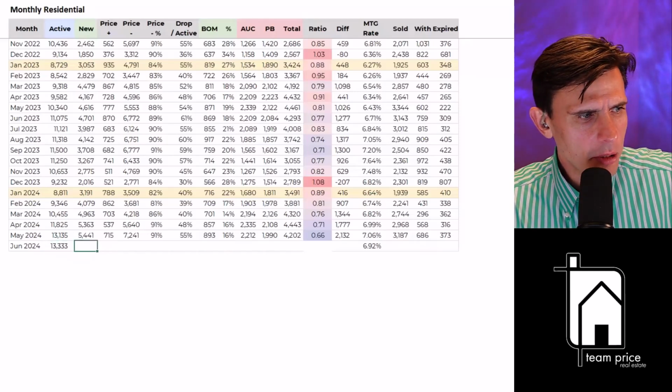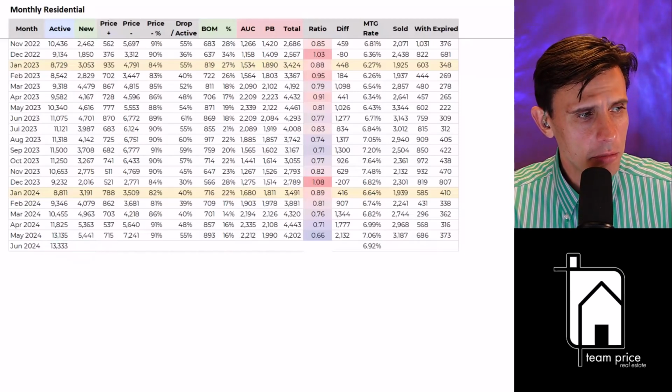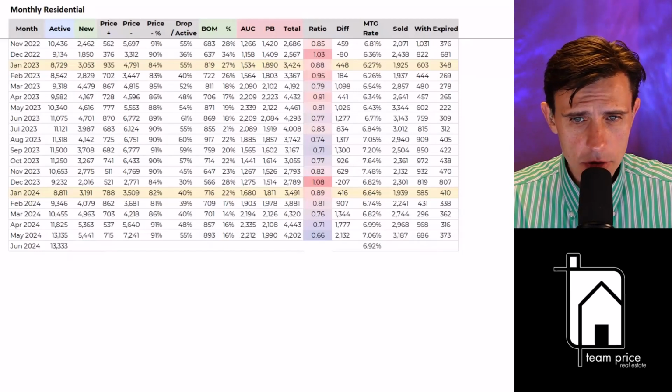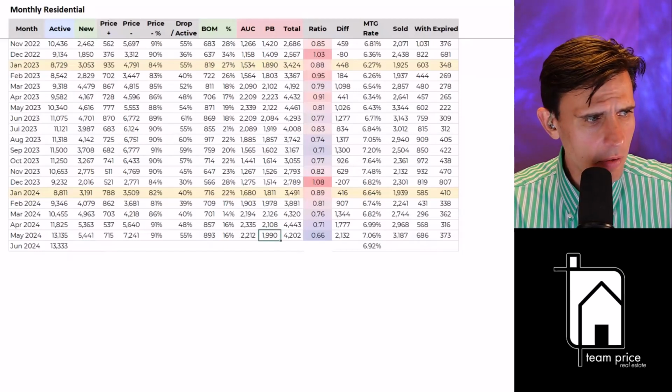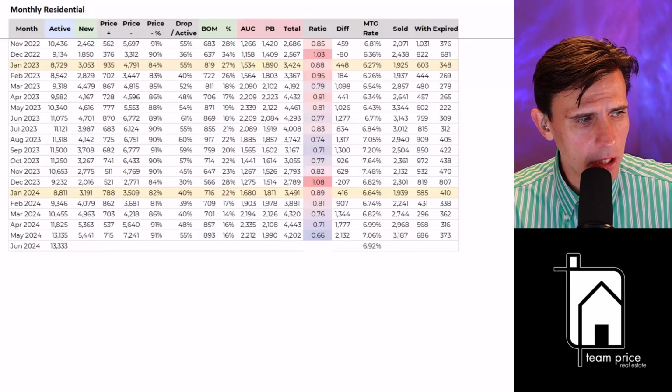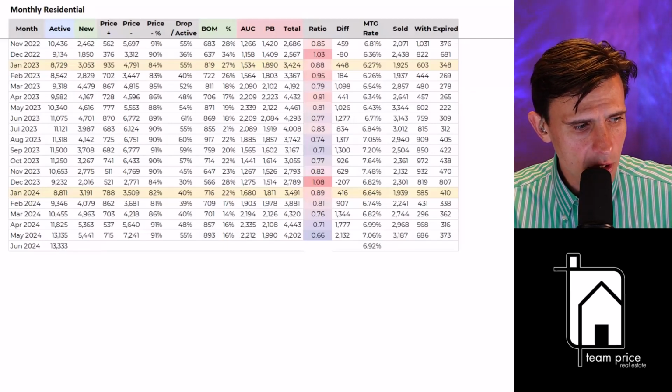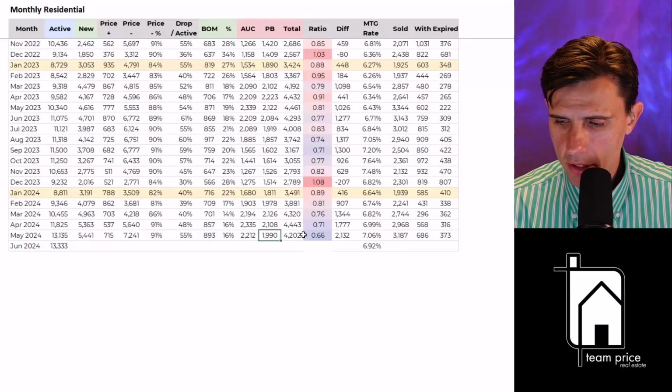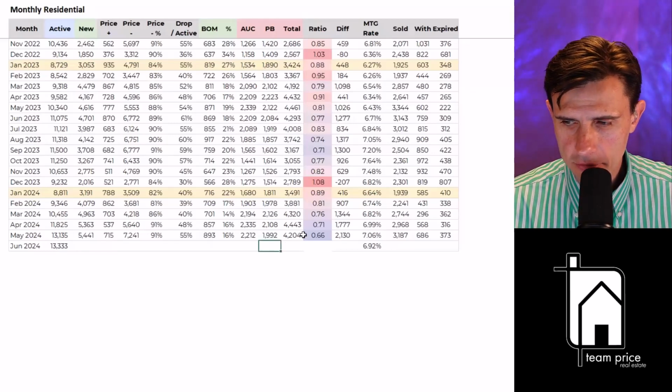Okay, let's go ahead and start updating the new information. Before we do that, actually, I'm going to update the pending. This is going to go up a little bit, not sure by how much, but let's go ahead and just get this updated. This is going to be for the month of May, and that's going to be 1,992. There we have it.